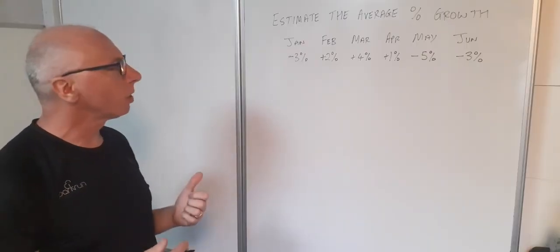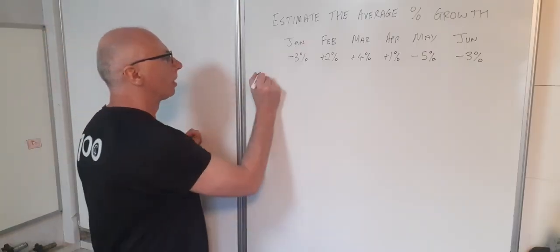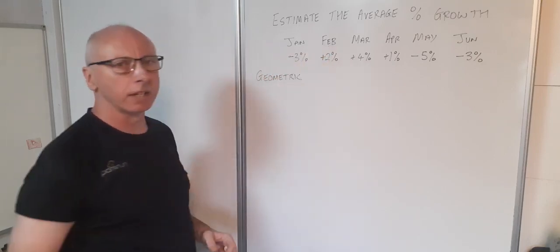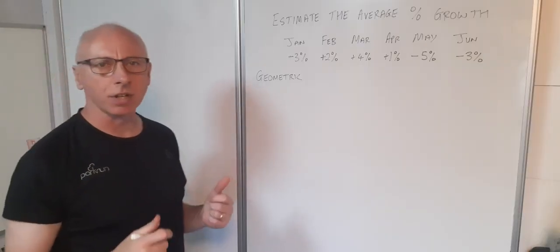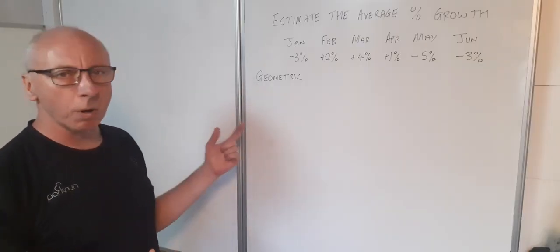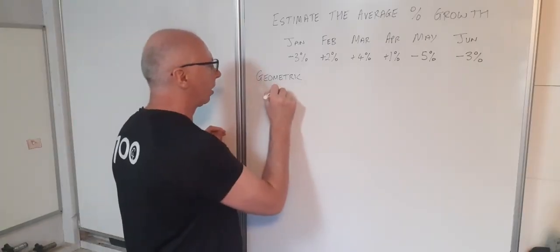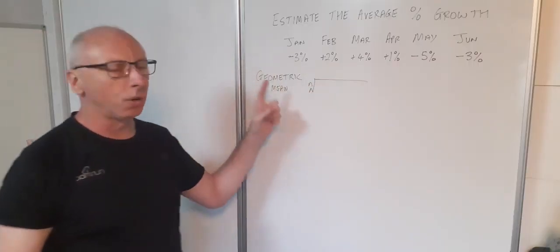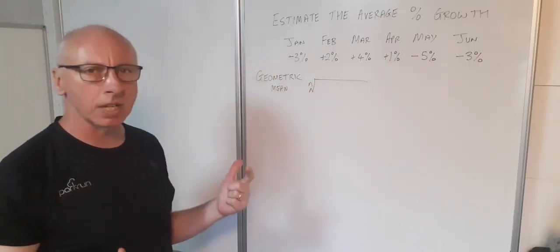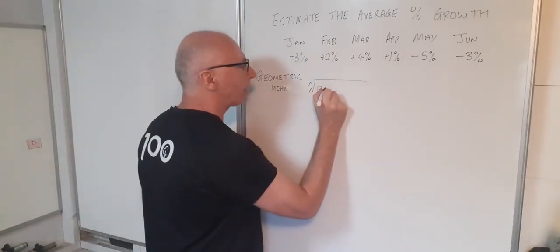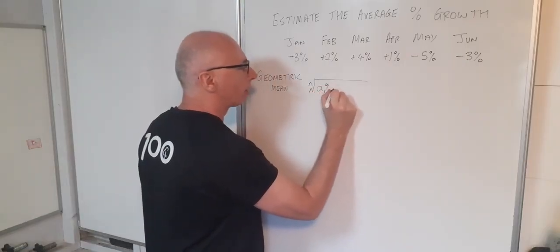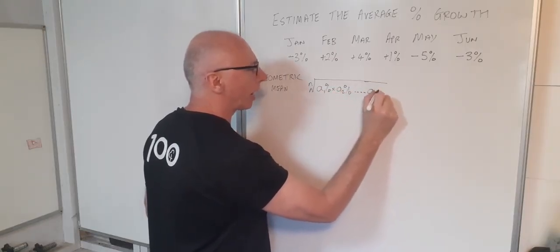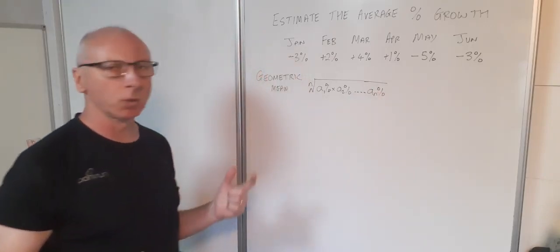So to do this, we use something called the geometric mean. The geometric mean is a specialist way of calculating the percentage average growth. So for the geometric mean, we take the nth root of all the numbers multiplied together in terms of a percentage. So we have a 1% times a 2% all the way up to the last one, and you multiply them all together.